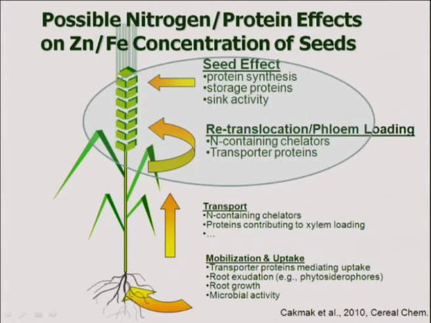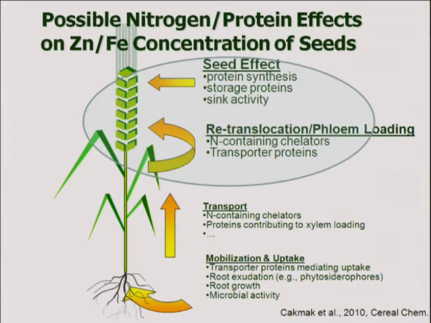And these are very critical steps in absorption, transportation, and seed deposition of zinc and also iron. All these are critical steps. We need, directly or indirectly, nitrogen. So for example, for mobilization and uptake of zinc, there are different process parameters involved. For example, you need transporter proteins to mediate the uptake. We need phytosiderophores to mobilize zinc in the rhizosphere. All these compounds are nitrogen-dependent compounds.